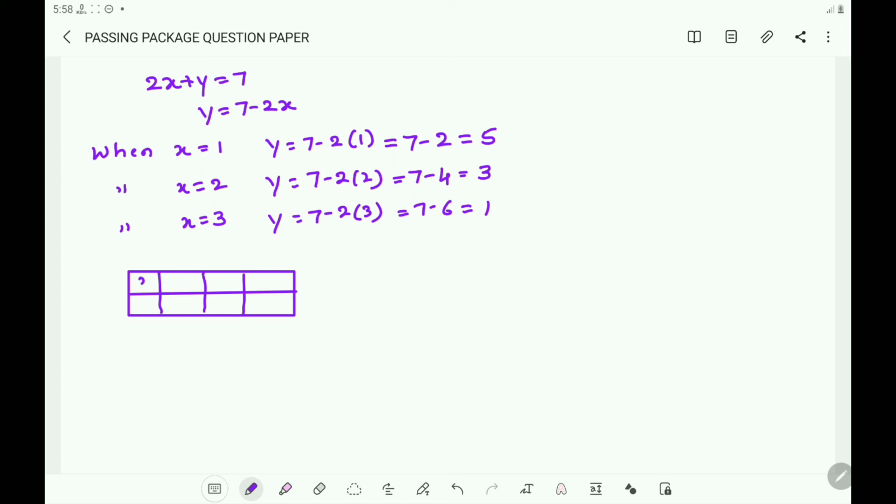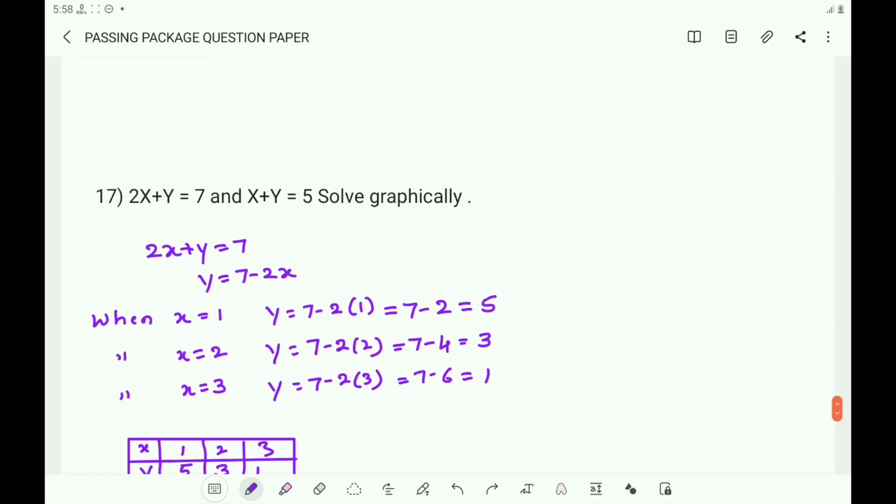Then you take x here, y here. What are the values of x you have taken? 1, 2, 3. And the corresponding values of y are 5, 3, 1. So 1, 5; 2, 3; 3, 1. This way you got the values for x and y.